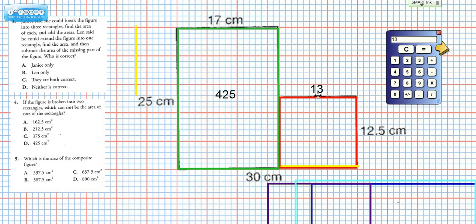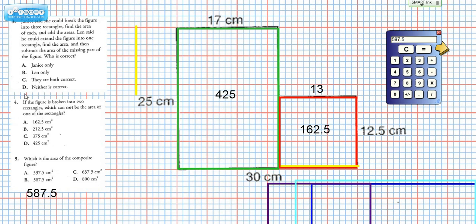If we find the area of this, we have to multiply base times height. And once again, we have 2 lines that are perpendicular to each other. 13 times 12 and 5/10 equals, and we get this. Now, if we add these 2 things together, then we'll be able to pick which choice we have down here. All right, so let's add them up. 425 plus 162 and 5/10 equals. All right, we get choice B, so we're going to go ahead and pick that. All right, but let's look at the other questions.